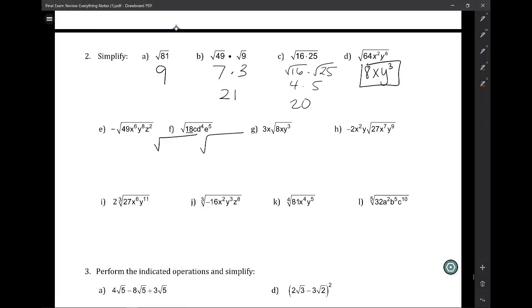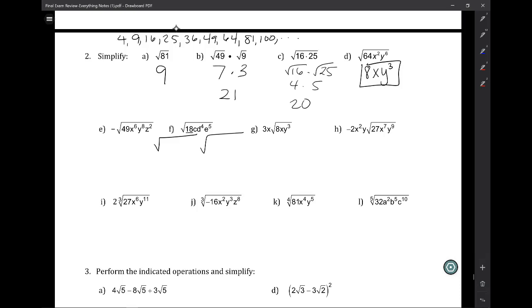So if I list them out, I have 4, 9, 16, 25, 36, 49, 64, 81, 100, and the list would keep going on and on and on. Those are perfect squares.